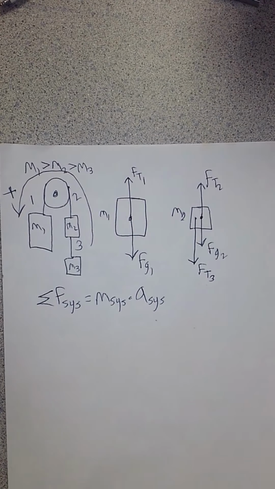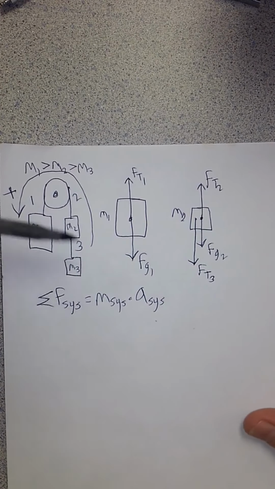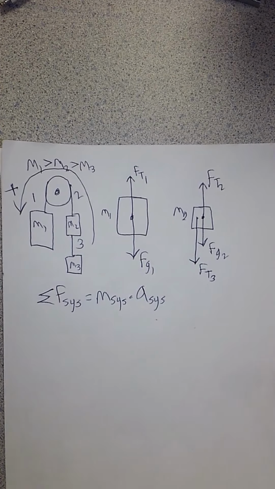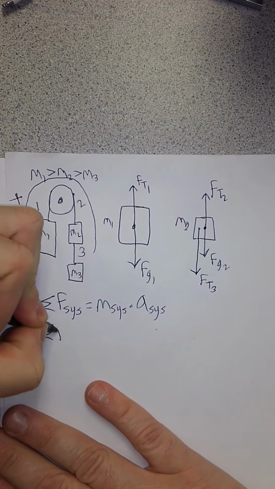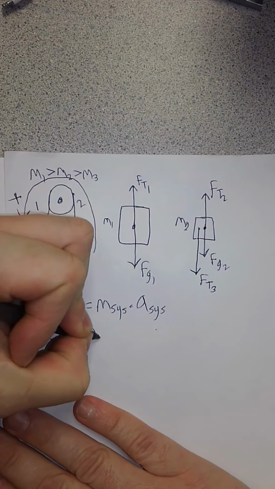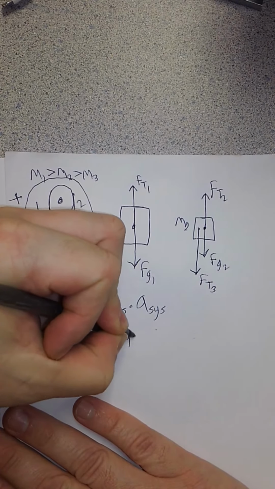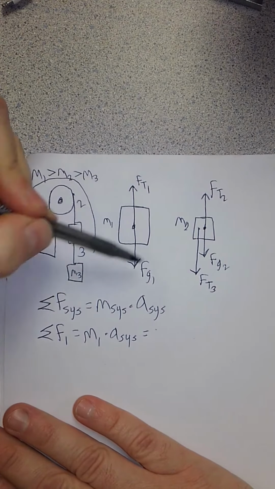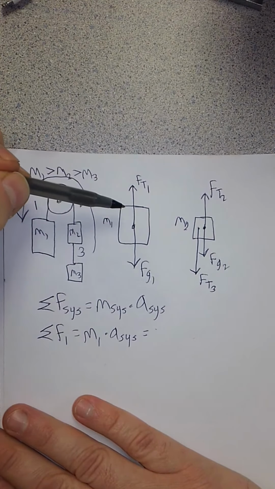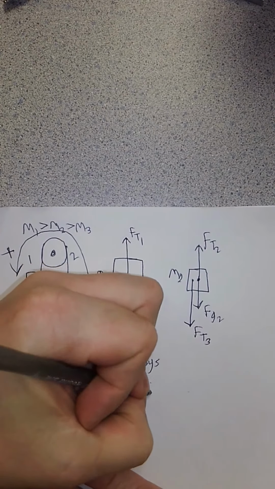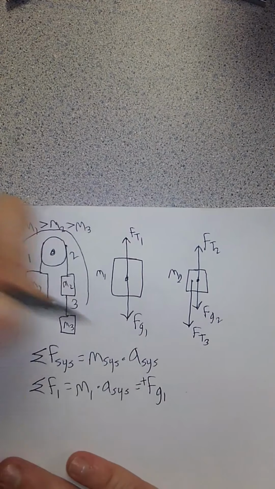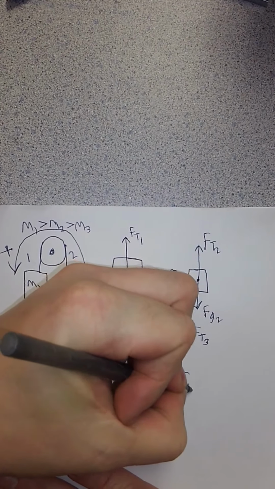Then what we'll do is a Newton's second law statement for every single object within the system. Since I have three objects, I have to do three additional statements. I'm just going to do them in order. Sum of the forces on number 1 equals mass 1 times the acceleration of the system. Looking at my diagram for number 1, I see that I've got FT1 and FG1. FG1 is going in the positive direction, and FT1 is going in the negative direction. So FG1 is my positive, and then my negative is FT1.